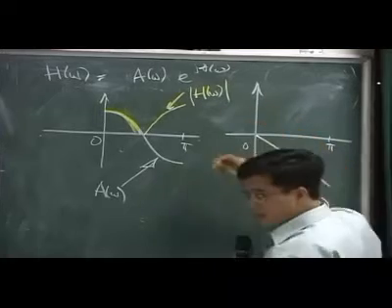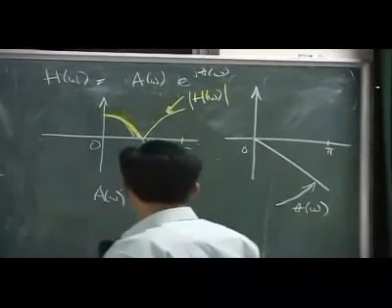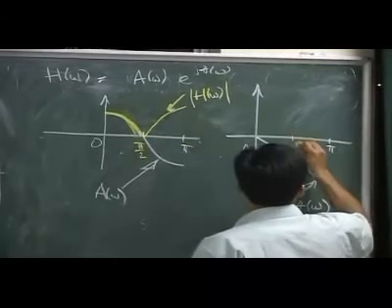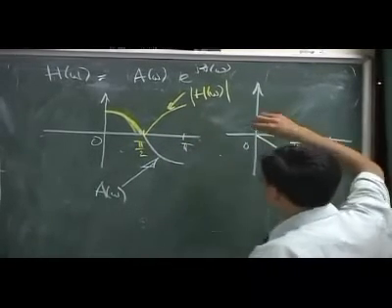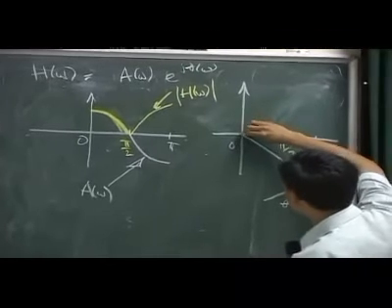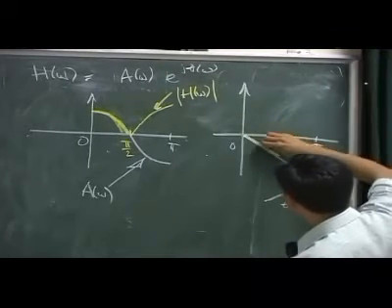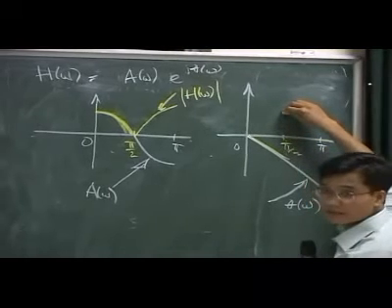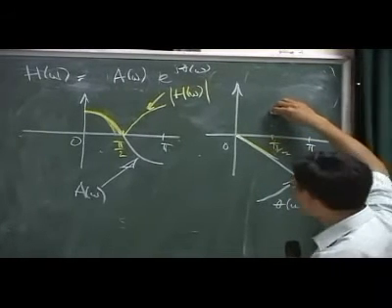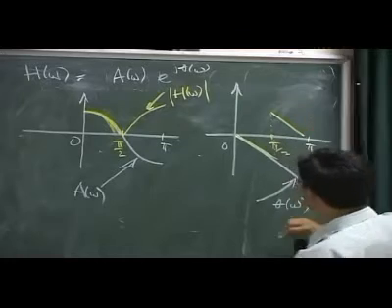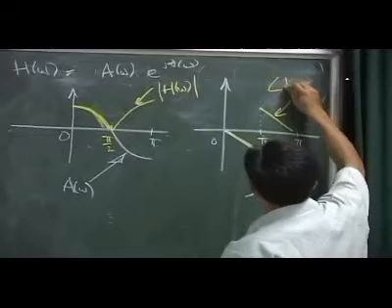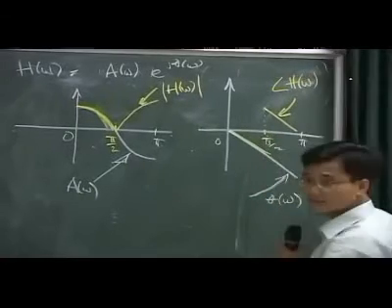Now for the phase of this, let's call this thing here pi over 2. The phase goes down here, and then all of a sudden it jumps up, so you add pi. And then it goes down again. That would be the phase of H of omega.